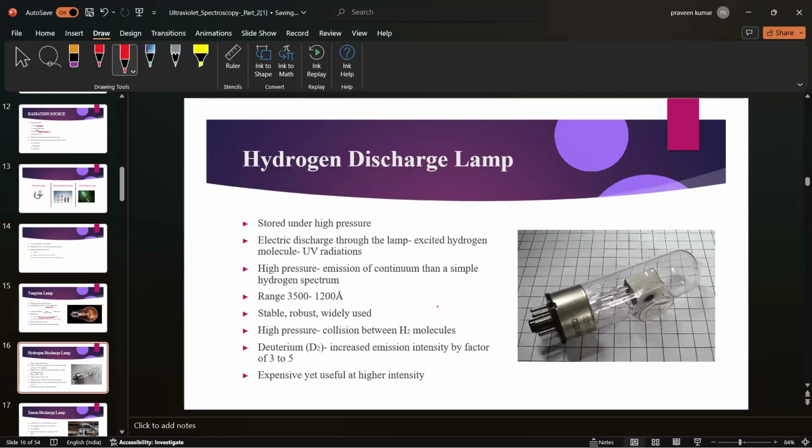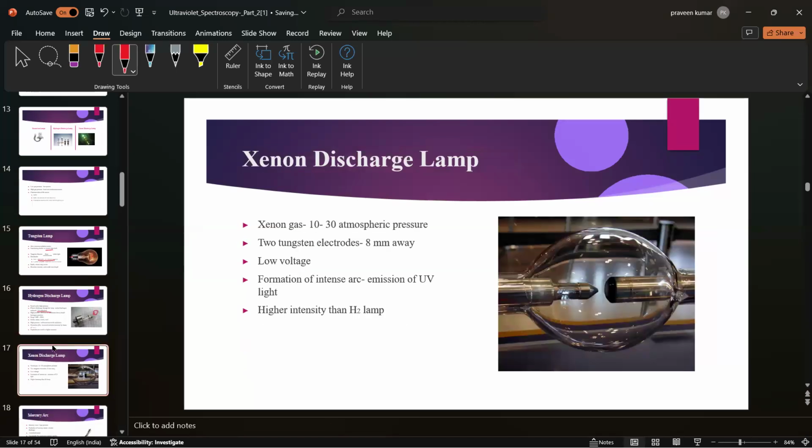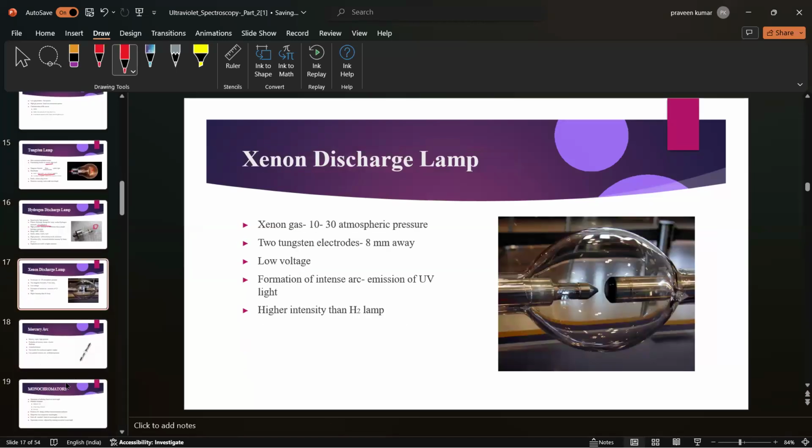The other one is the hydrogen discharge lamp. The hydrogen discharge lamp is stored under high pressure, and the electrical discharge through the lamp excites the hydrogen molecule and emits UV radiation. Here we provide the electrical current. Due to the electrical current, the hydrogen gas present inside the glass at high pressure gets excited and releases the radiation. These are the different types of lamps, such as the xenon discharge lamp.